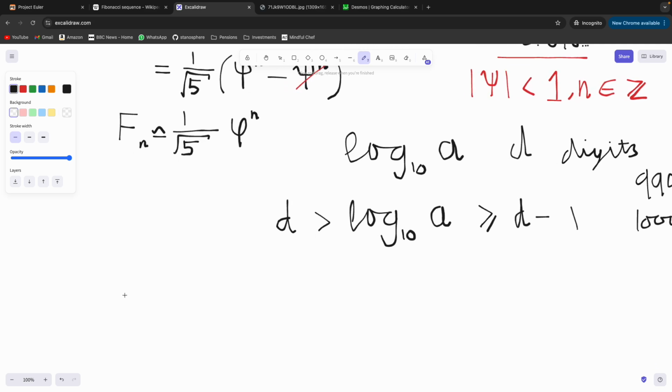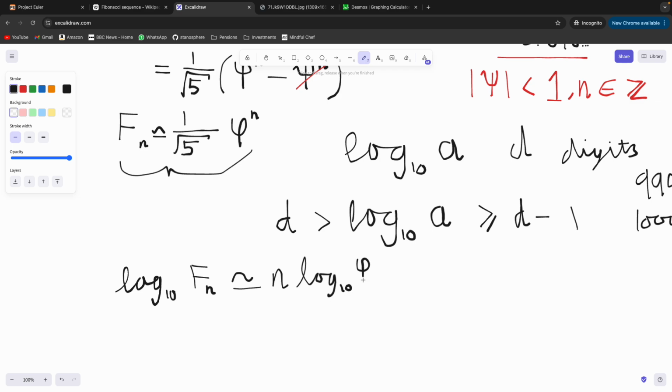So because we care about the number of digits, we're going to take log base 10 of both sides of this expression here. So f of n is on this side, and that's approximately equal to n log base 10 of phi, and I'm just going to do this all in one step using basic logarithm rules, and then we're going to subtract off 1/2 of log base 10 of 5, like that. I didn't need to take the 1/2 down, but I have now.